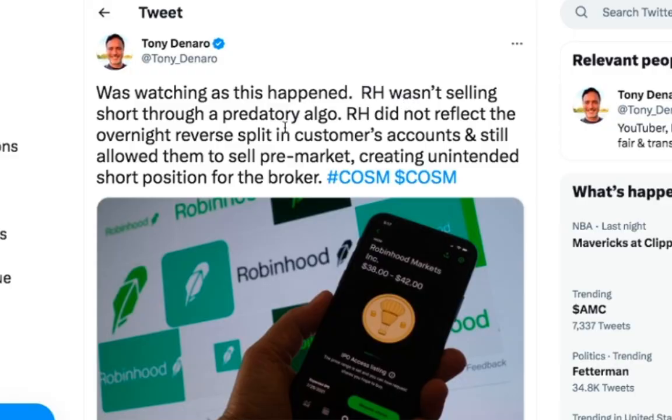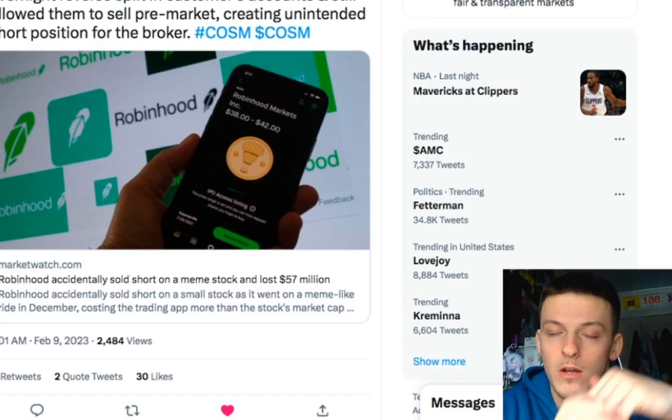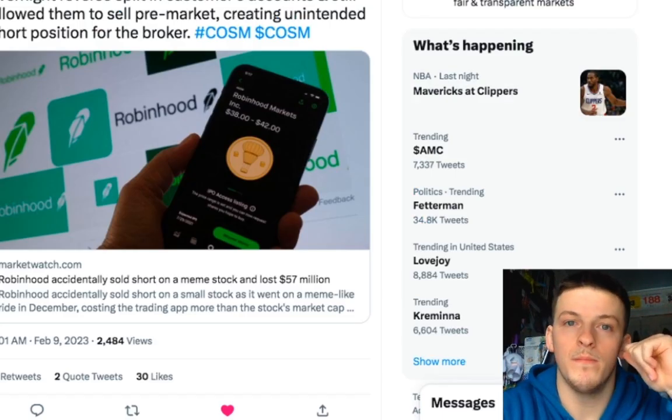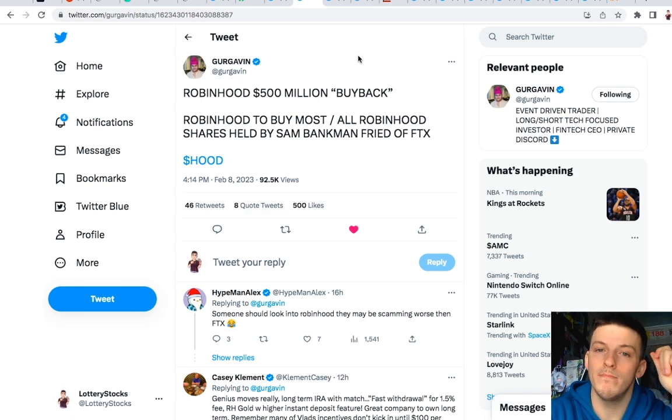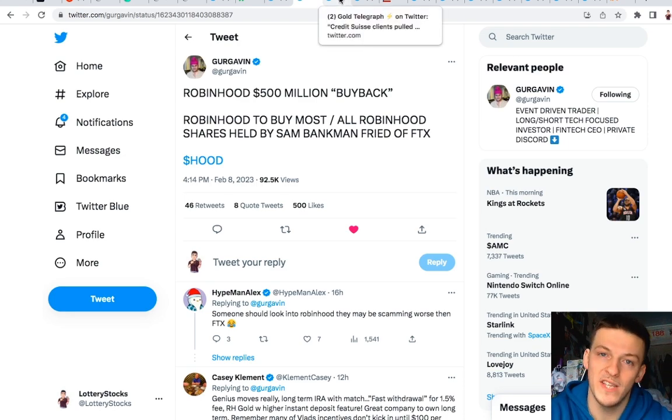Robinhood wasn't selling short through a predatory algo. Robinhood did not reflect the overnight reverse split in customers' accounts and still allowed them to sell pre-market, creating an unintended short position for the broker. Disclosing another position, I just bought puts on Robinhood. Also, Robinhood announces a $500 million buyback to buy back most or all of the shares held by Sam Bankman-Fried, who was the CEO of FTX, if you don't know.